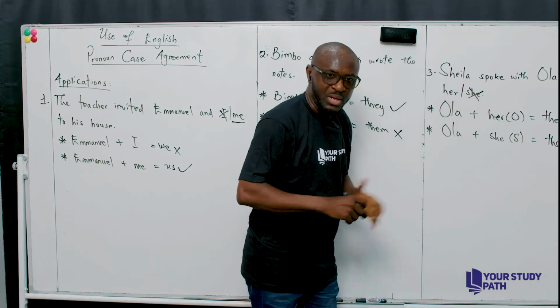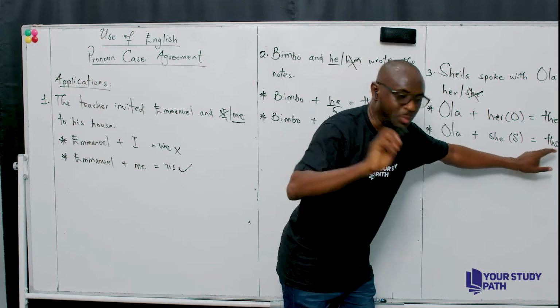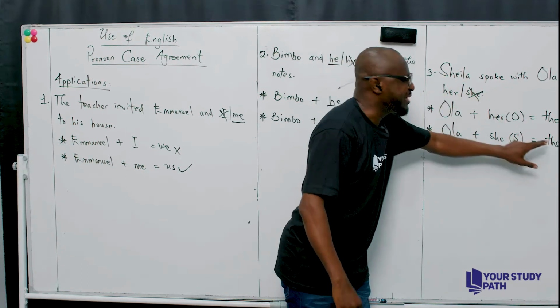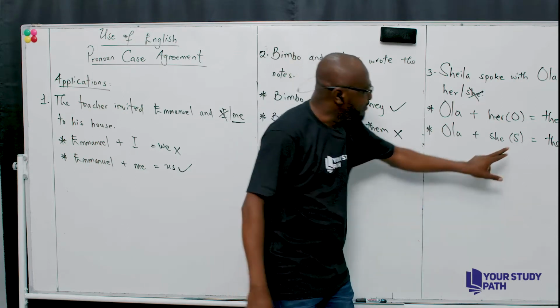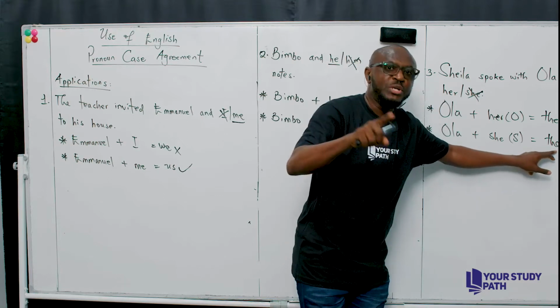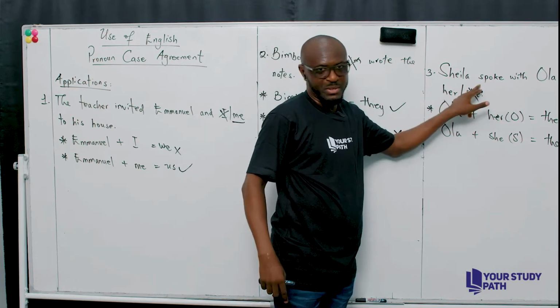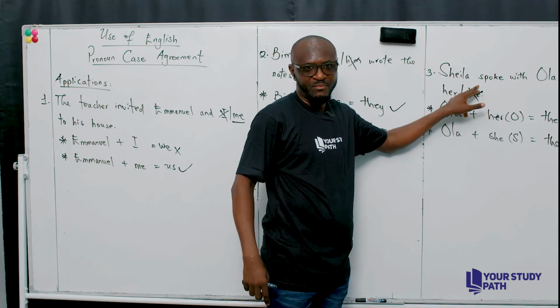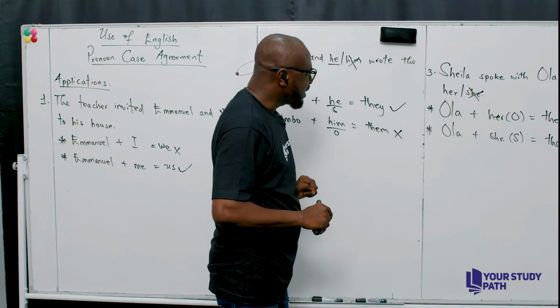Therefore, we say she. Wrong. Let's see the next one. Ola and she gives us what? They. So we have Sheila spoke with they. It doesn't make sense, grammatically speaking. Why? Because they is a subject case pronoun which should not be placed after the verb. Are we still here? Let's move on.